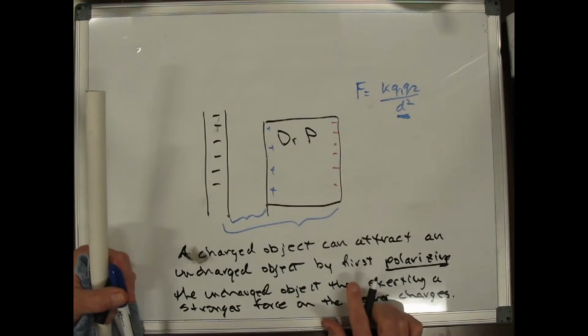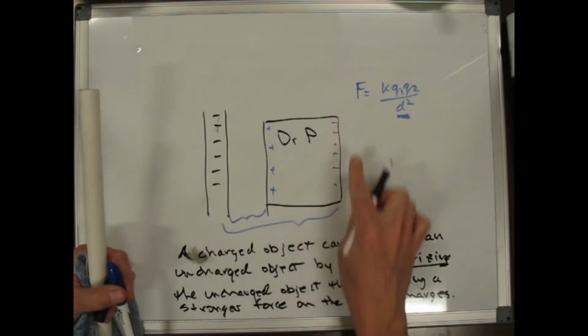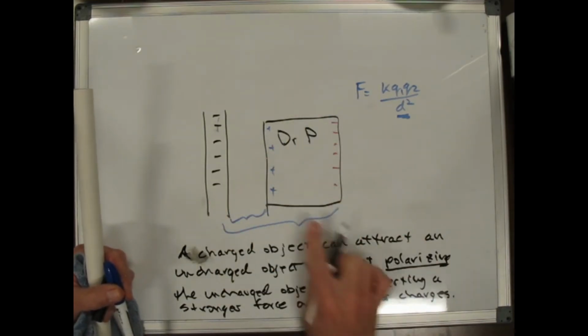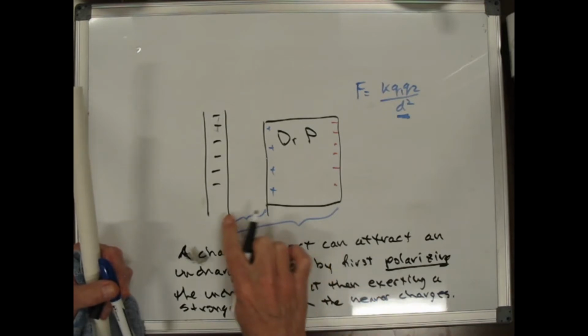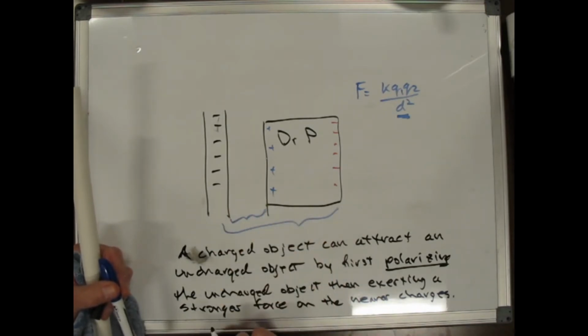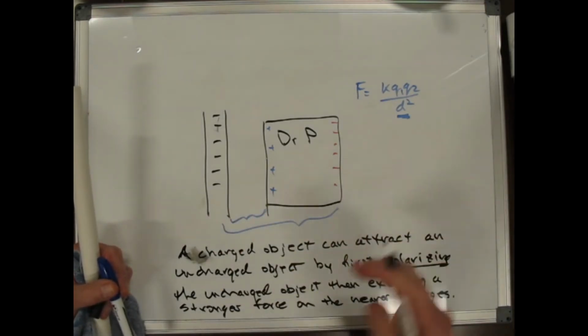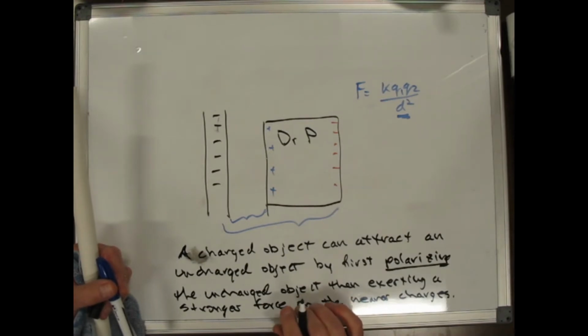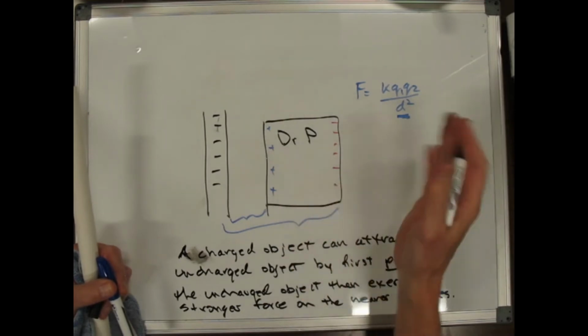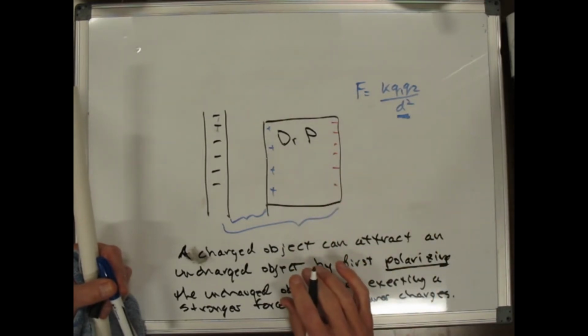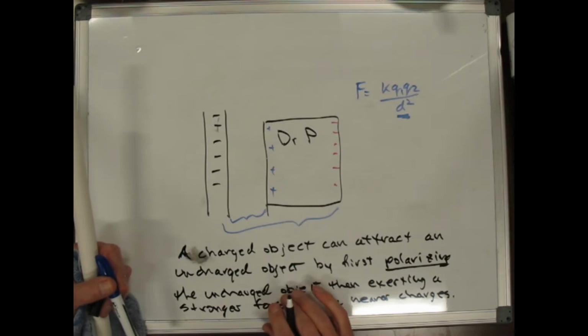So a charged object like this one can attract an uncharged object by first polarizing it, separating the charges somewhat, and then exerting a stronger force on the nearer charges. This happens with atoms and molecules all the time. An ion can first polarize another molecule and then attract it in the same way.